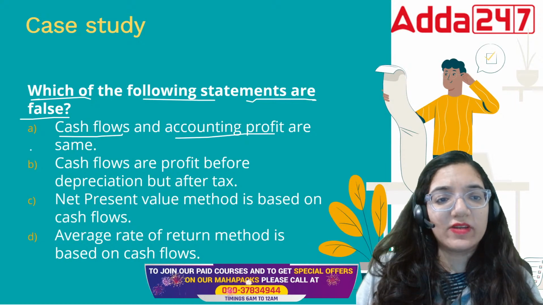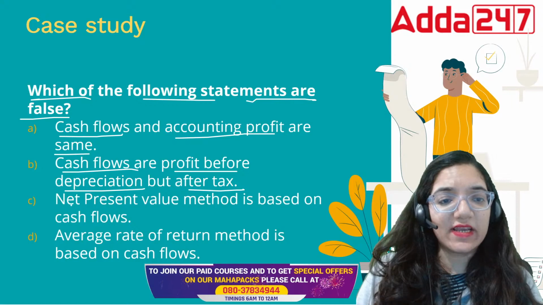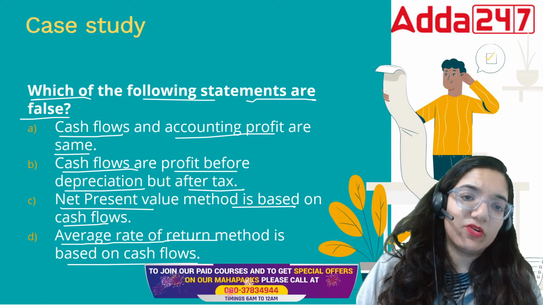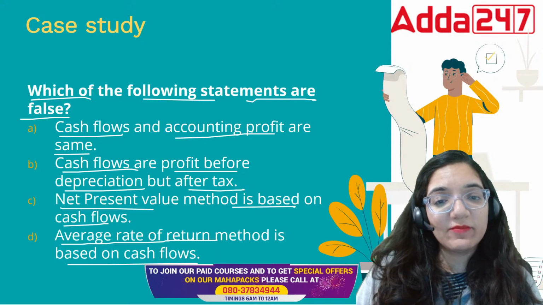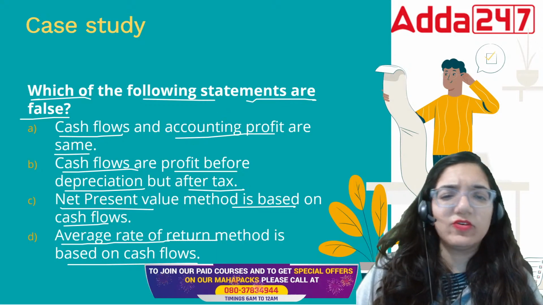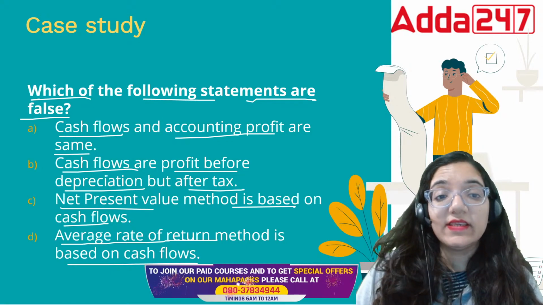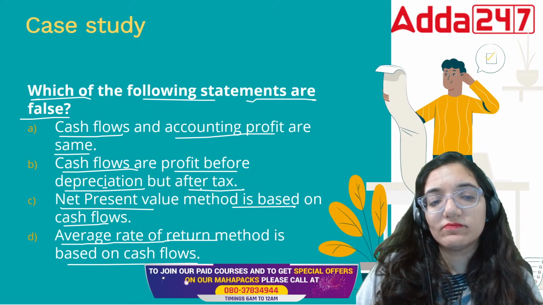Cash flows and accounting profit are the same. Cash flows are profit before depreciation and after tax. Net present value method is based upon cash flows. Average rate of return is the method based upon cash flows. Which one is false? Is cash flows and accounting profit same? I would not really say that. But let's see. Cash flows are profit before depreciation but after tax.